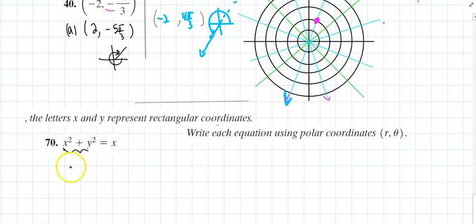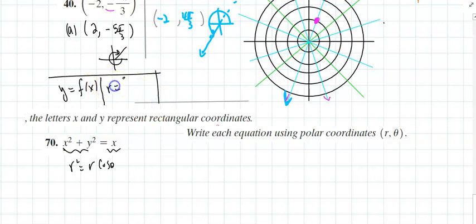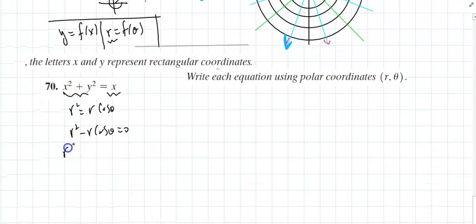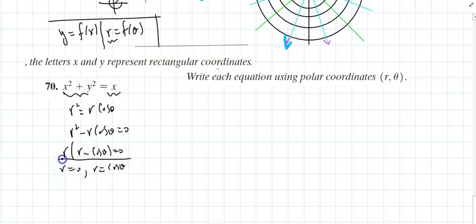Now, isn't this r squared? Isn't this r cosine of theta? So do we know how y equals f of x? Guess what? In polar land, r equals f of theta, meaning we should solve for r if we can. r squared minus r cosine of theta equals 0. Factor an r out. So either r equals 0 or r equals the cosine of theta. And there it is. If you can get r on one side, everything else on the other side, you're done.